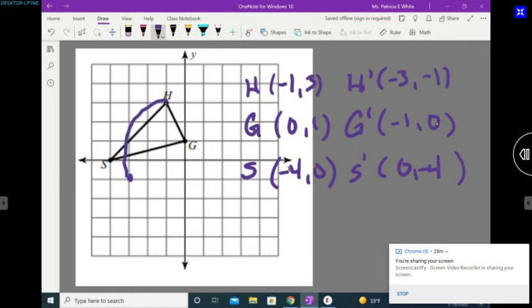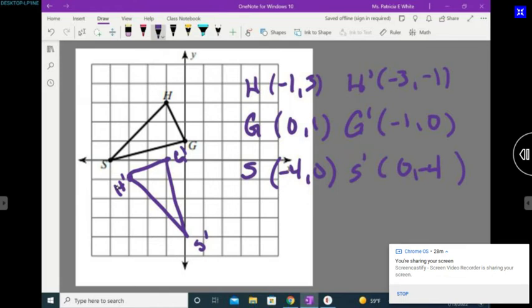Okay, 1, 0, negative 1, 0. Did G rotate 90 degrees? And negative 4, 0 becomes 0, negative 4. Did S rotate 90 degrees? All right, let me have an S prime, G prime, H prime. Let me have a 1, 2, 3.